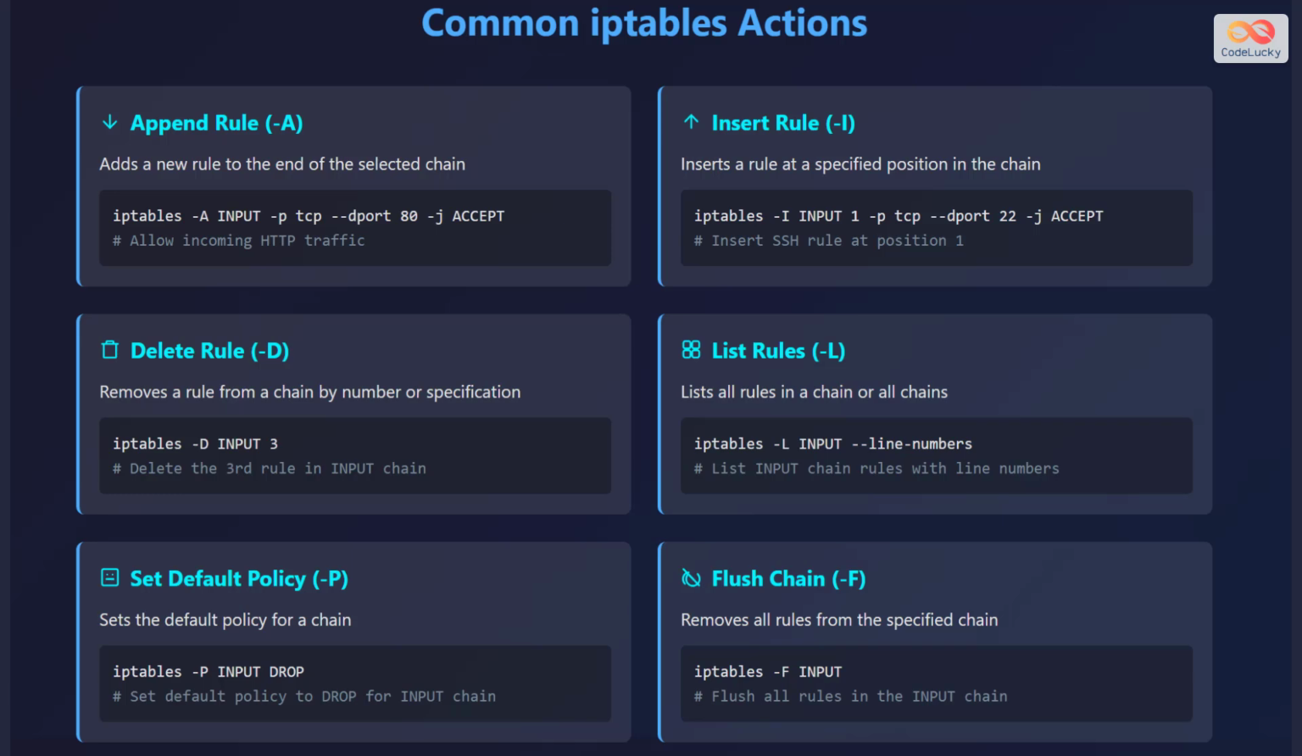Set default policy sets the default policy for a chain. For example, iptables -P INPUT DROP, which sets the default policy to drop for the INPUT chain. Finally, flush chain removes all rules from the specified chain. For example, iptables -F INPUT, which flushes all rules in the INPUT chain.